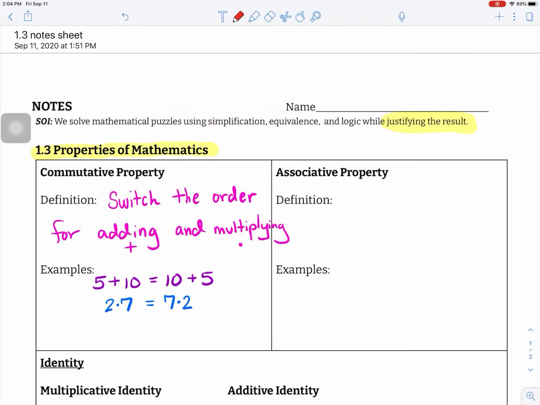So when I think about an example that doesn't work, like on the quiz, subtraction definitely didn't work. So for example, 6 minus 17, that's negative 11. But if I switch that order and I say 17 minus 6, that's positive 11, right? 11 and negative 11 are not the same. So we would say that those are not equal.